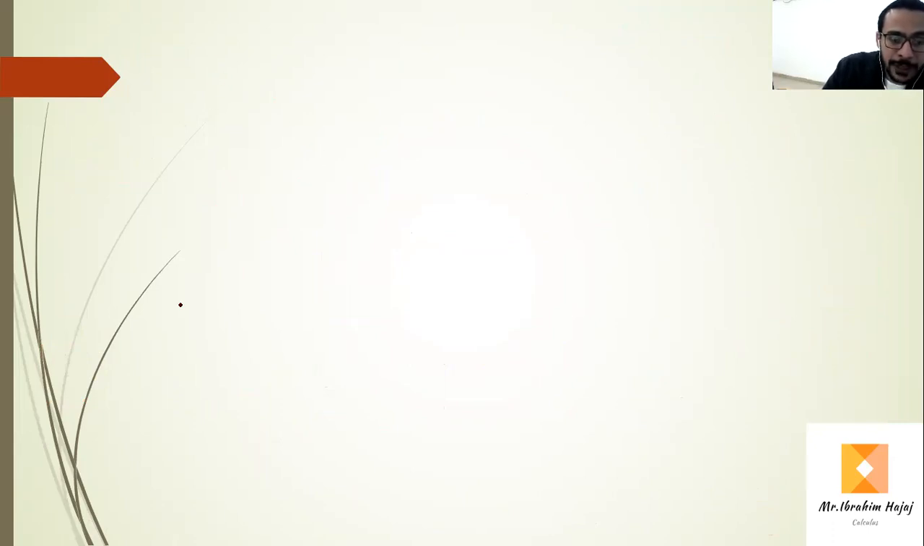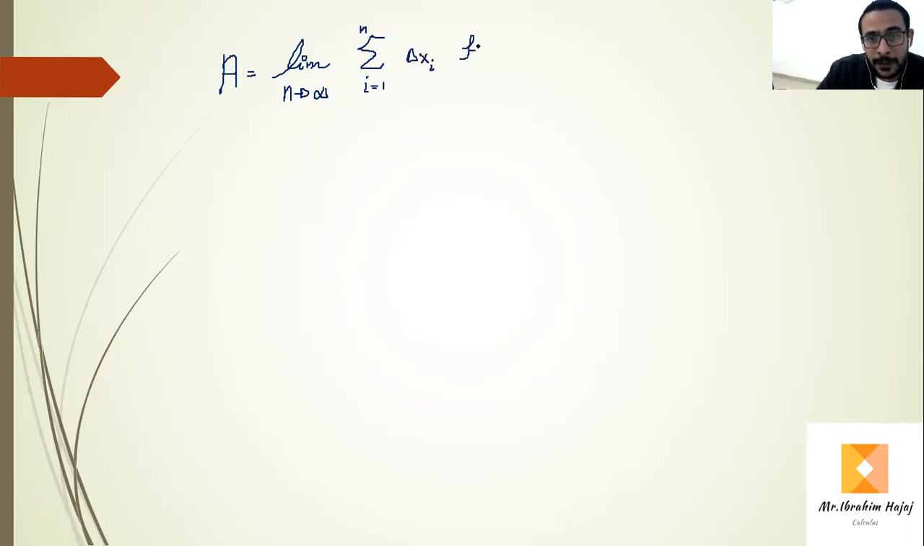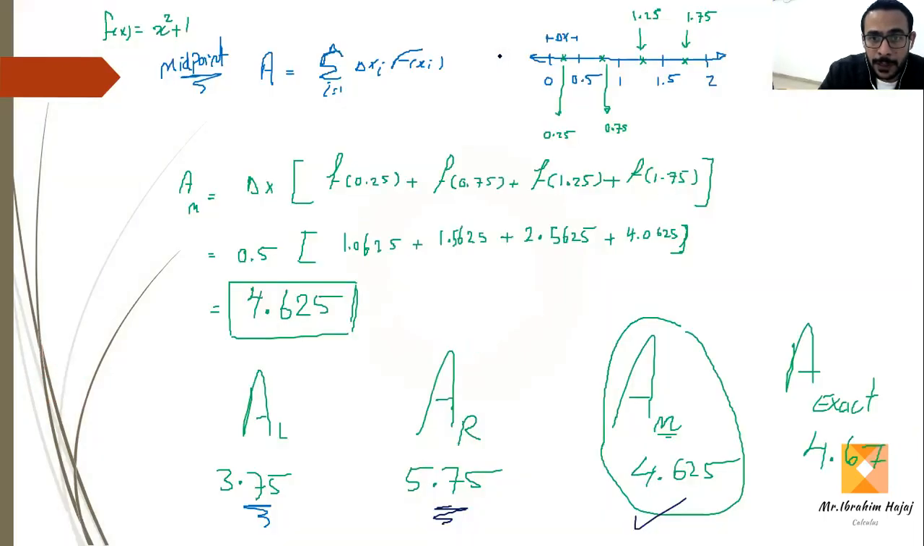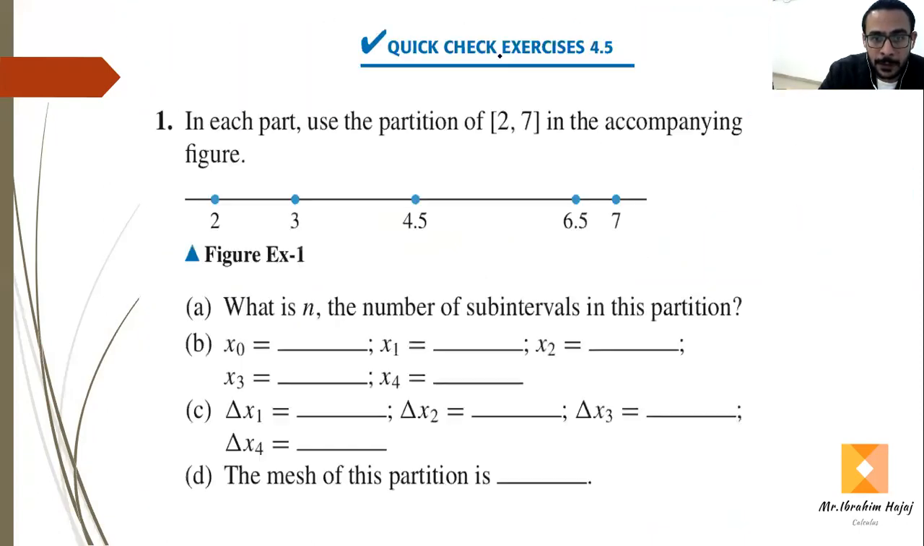Also, you can find your area, guys, by using this rule: the limit as n approaches infinity of the summation, i equals 1 to n, of delta x times f of x i. This is the first idea, the first rule the book starts with.